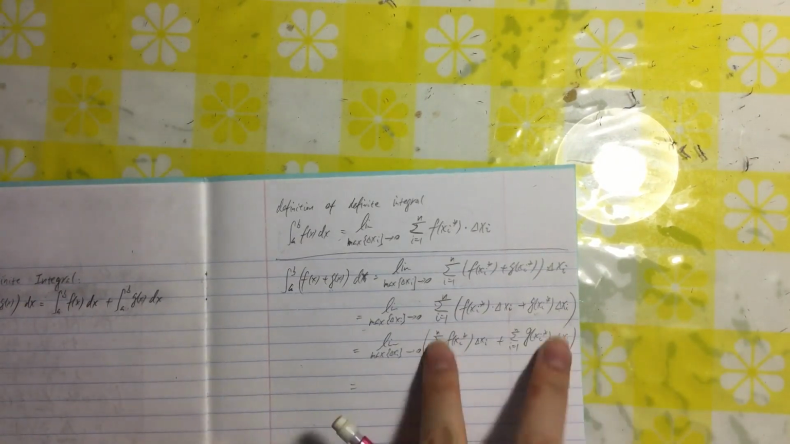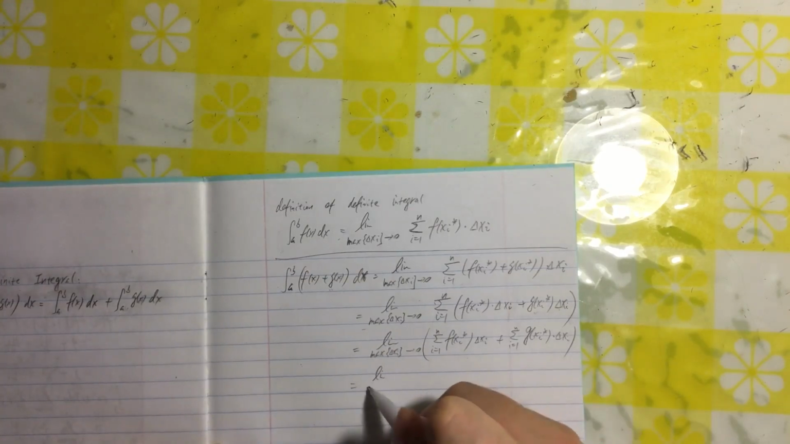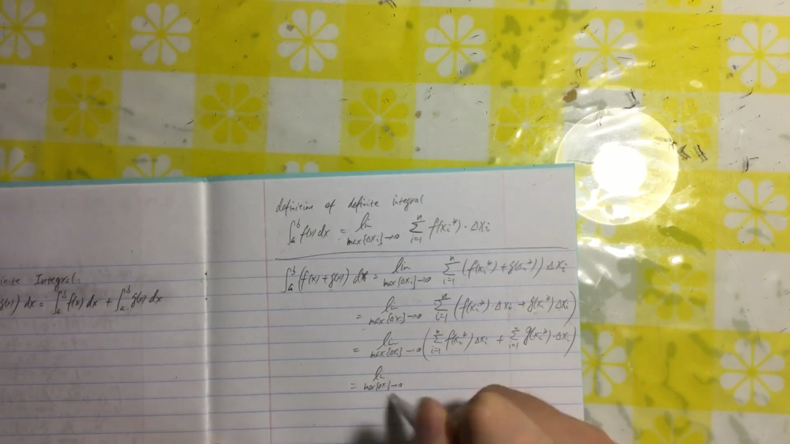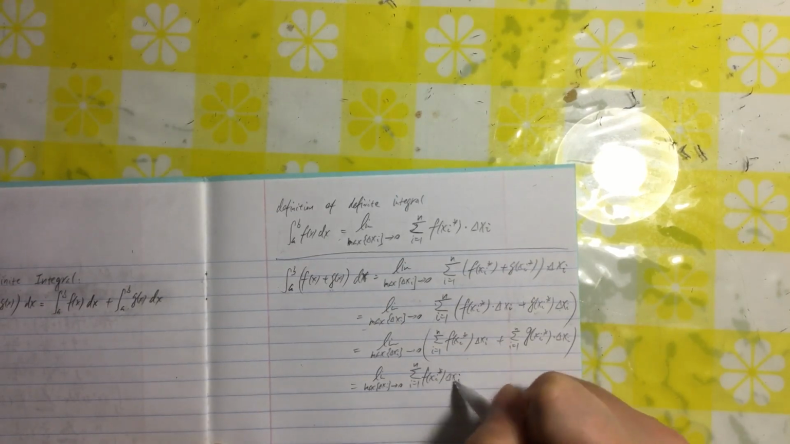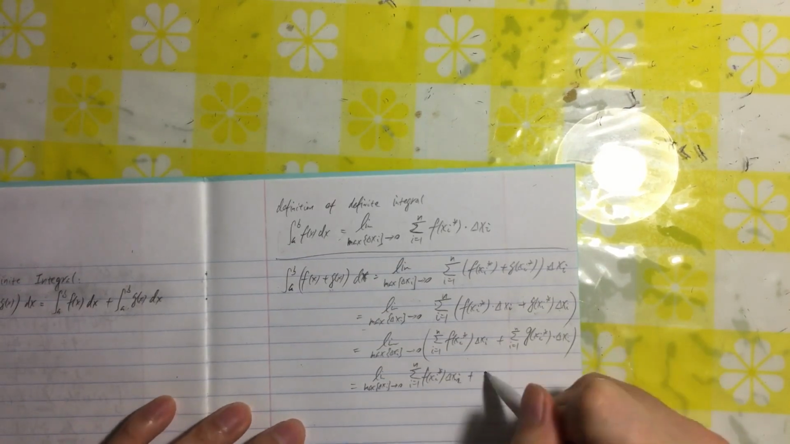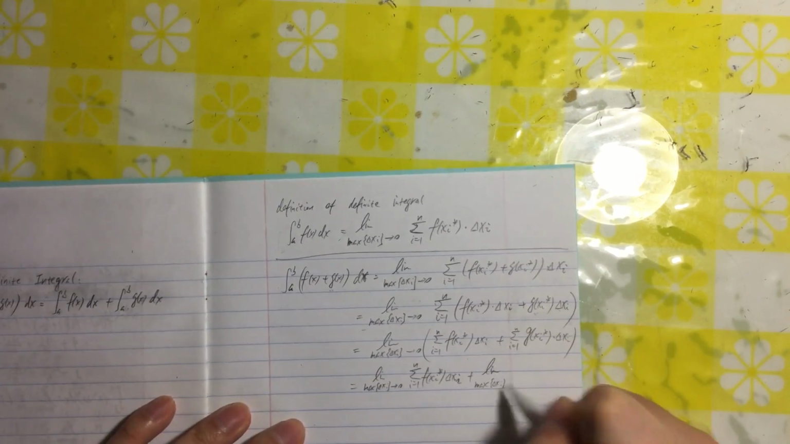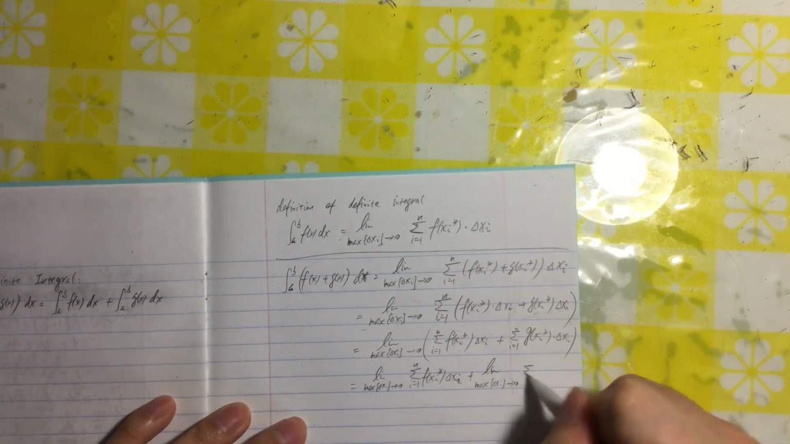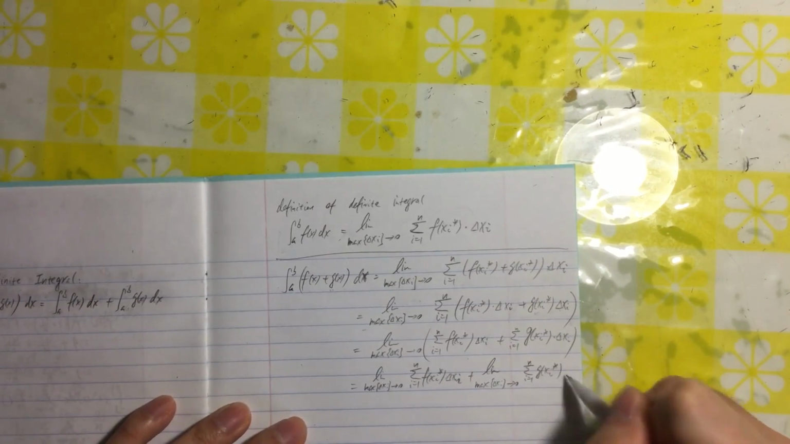Then, if there are two terms inside a limit, I can separate this limit into two limits. So I got the limit as the maximum delta Si approaches 0 of sigma i from 1 to n, f of Si star times delta Si, plus another limit as the maximum delta Si goes to 0, sigma i from 1 to n, g of Si star times delta Si.